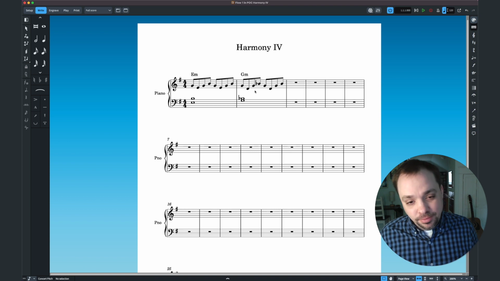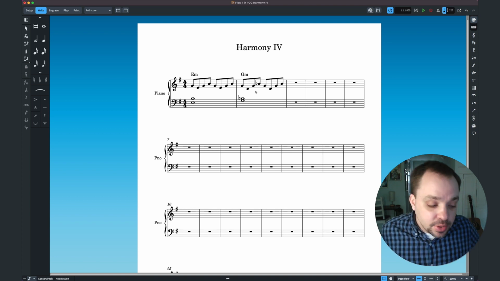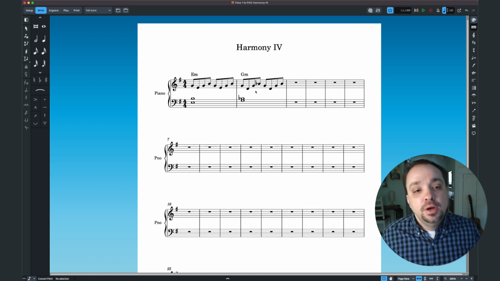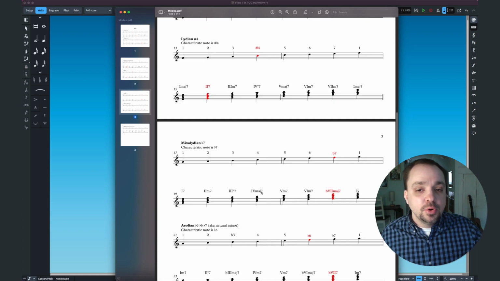But the thing is that you shouldn't be overwhelmed. It's not like, now you can use any chord ever. Although that's true, you can use any chord ever. You've expanded your vocabulary now. So now we have some more choices.